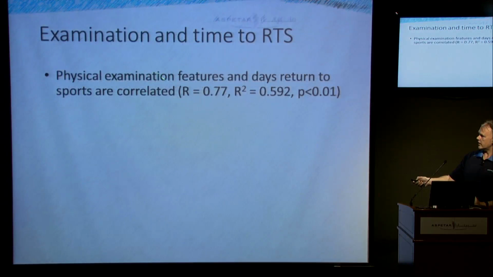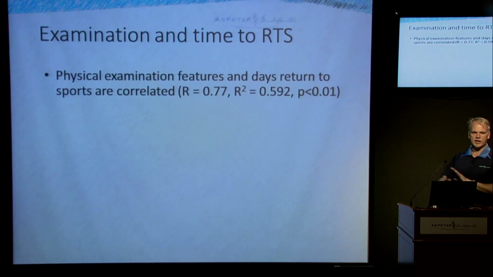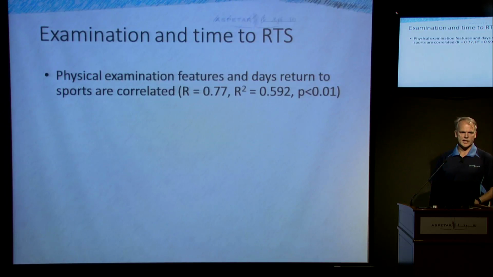And that equation that I get correlates with how long they actually take to get back to sport at an R of 0.77. That means about 60% of the variance is explained. More than half of the variance is explained, and it's highly significant. If I leave it at that, I might get that one into Nature.